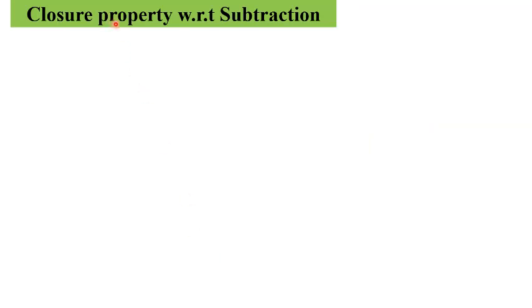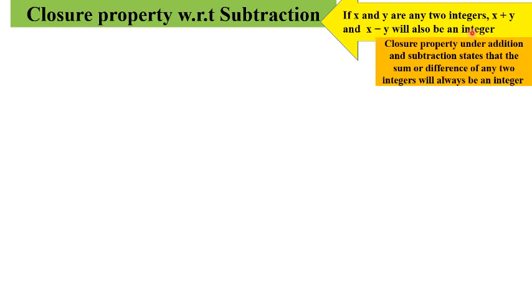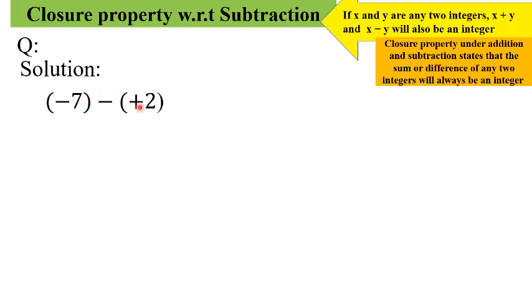Come to the next property, closure property with respect to subtraction. Here it states that if x and y are any two integers, then their sum and difference will also be an integer. Take an example. For example, if we have two integers minus 7 and plus 2, we know that minus 7 and plus 2, both of these two belong to the set of integers.